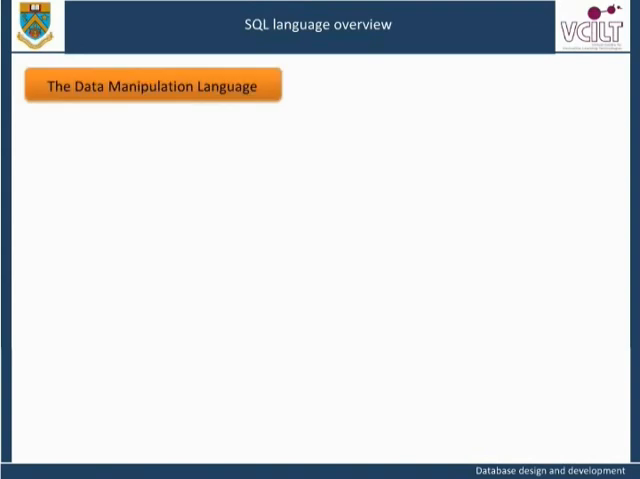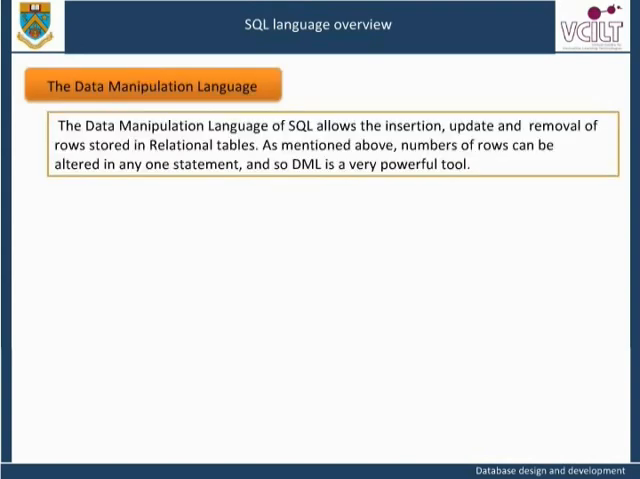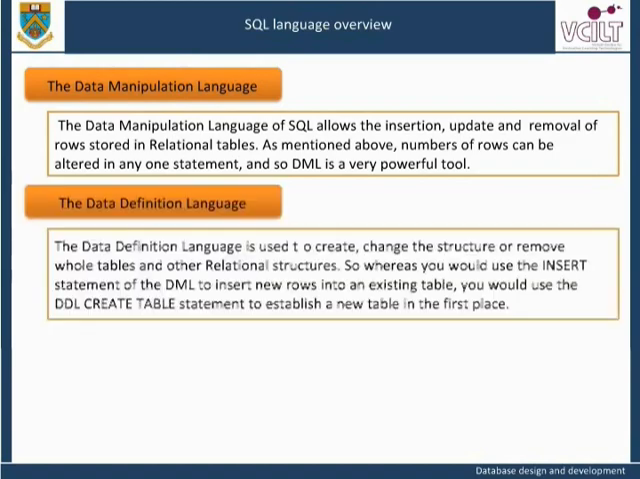The data manipulation language, DML, of SQL allows the insertion, update, and removal of rows stored in relational tables. As mentioned above, numbers of rows can be altered in any one statement, and so DML is a very powerful tool. The data definition language, DDL, is used to create, change the structure, or remove whole tables and other relational structures.